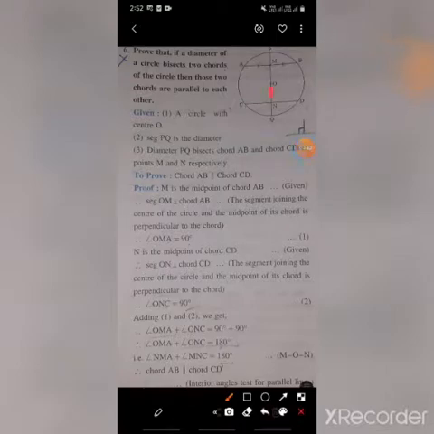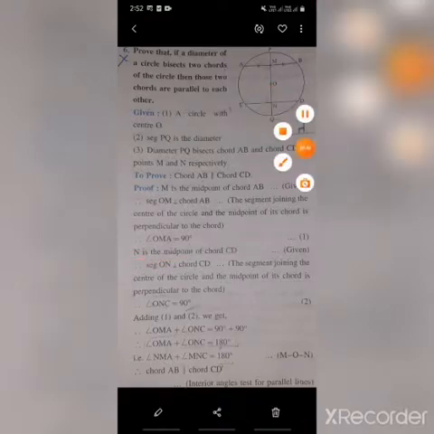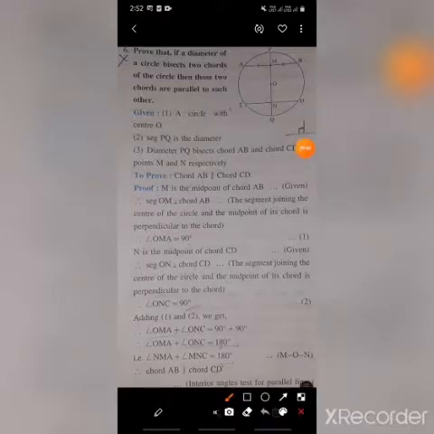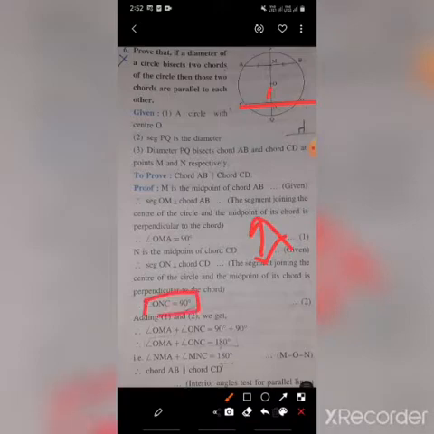As it is, we have to explain the lower part also. N is the midpoint of CD. Then segment ON is perpendicular to CD. The reason is the same as we wrote in the first one. Then angle ONC is 90 degrees.